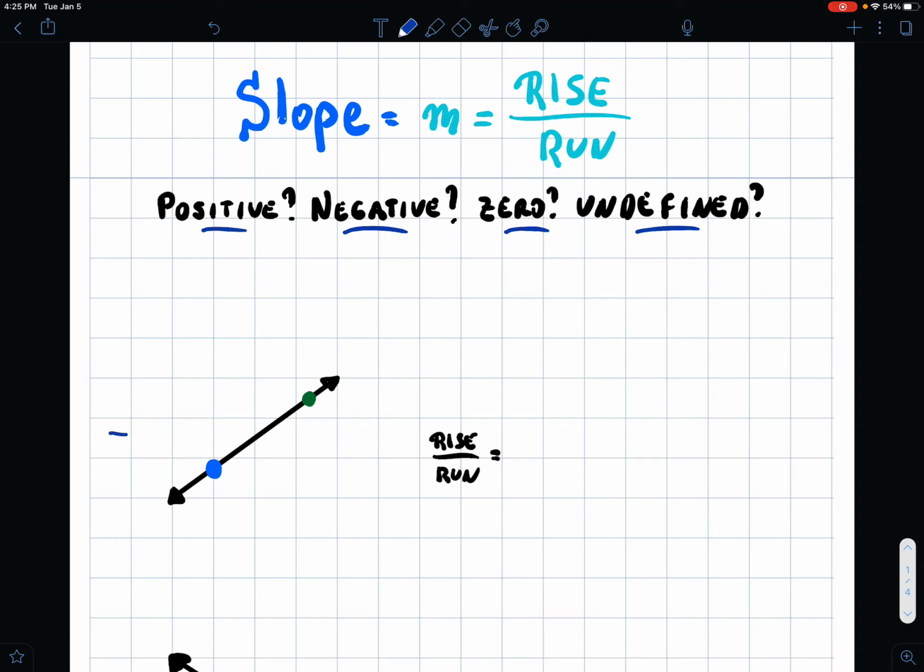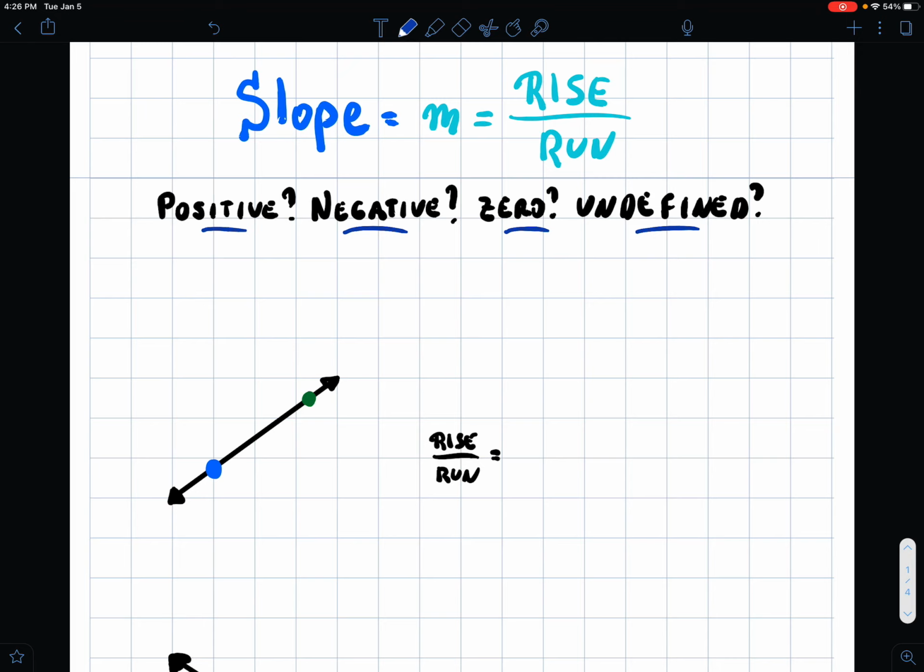I'm going to say that if I see this line right here, you probably see this one's going up. But it's going up if you're going from left to right. It's going down if you're going from right to left. So we've got to say it's going up and to the right. So what does this mean?